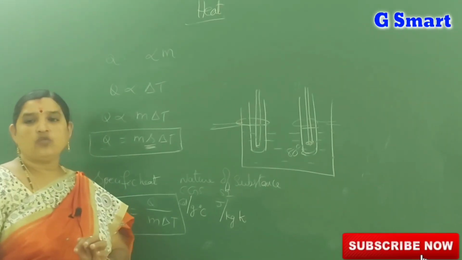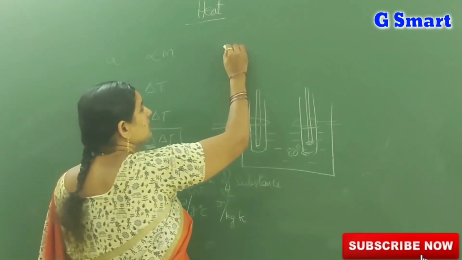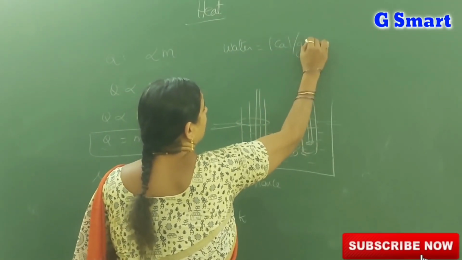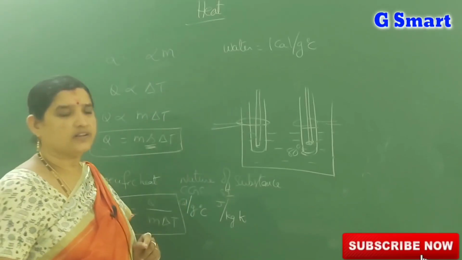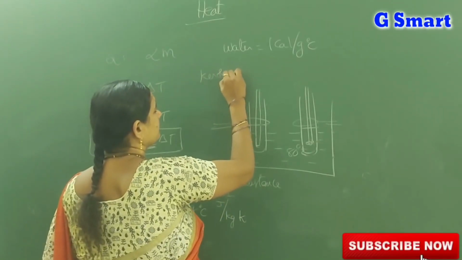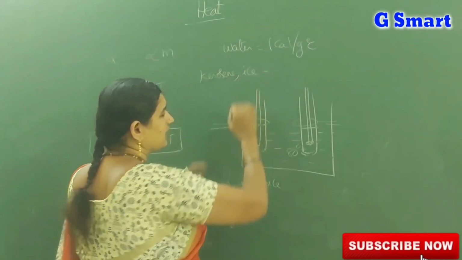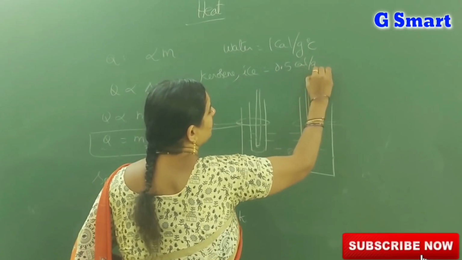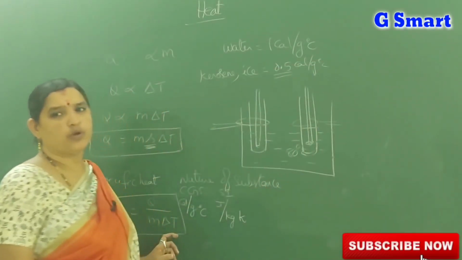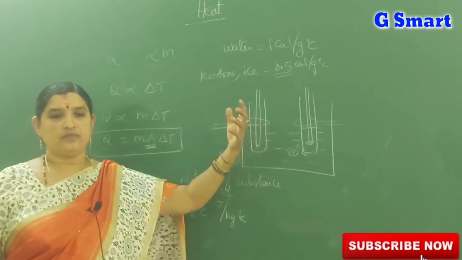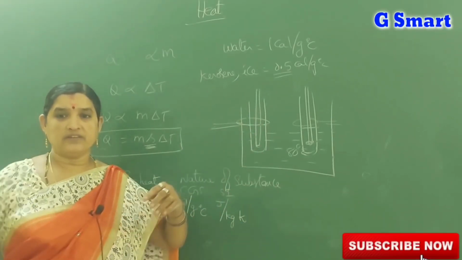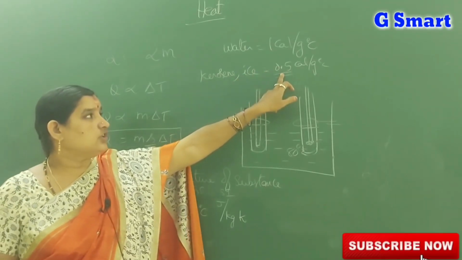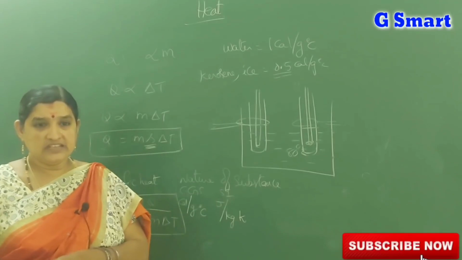Okay. What is the specific heat of water? The specific heat of water is equal to 1 calorie per gram degree centigrade. For kerosene and ice, the specific heat is 0.5 calories per gram degree centigrade. Why? Because it is important for solving problems. They will always give heat for ice to water conversion, water to vapor conversion in problems. So we should know the value of the specific heat of ice also. That is 0.5 calories per gram degree centigrade.